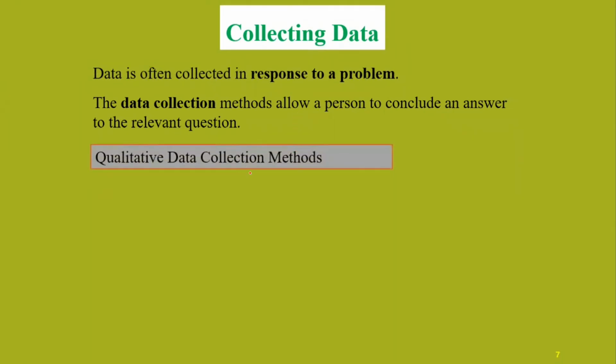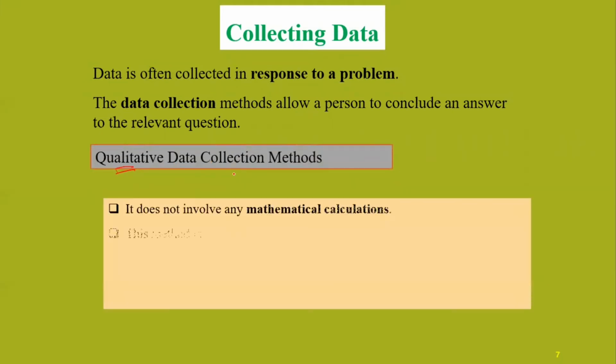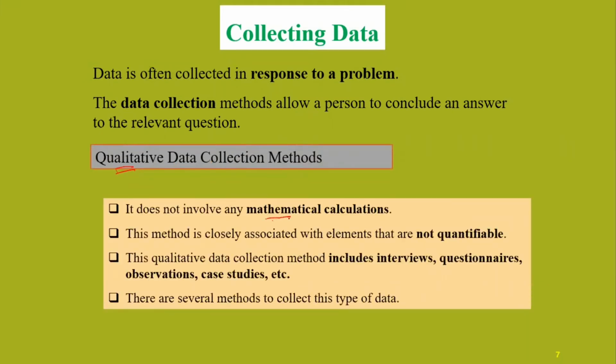Then qualitative data. We have already seen what qualitative data is. It tells about the quality. So what are the methods to collect qualitative data? It does not involve any mathematical calculations, right? It is all about the quality. This method is closely associated with elements that are not quantified, that don't tell about the quantity. Qualitative data collection methods include interviews. I'll ask, what is your favorite color or which flower do you like, right? It can be asked through interviews, questionnaires, observations, and case studies. There are several methods to collect this type of data.